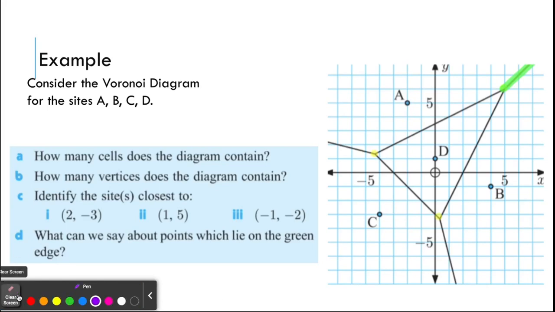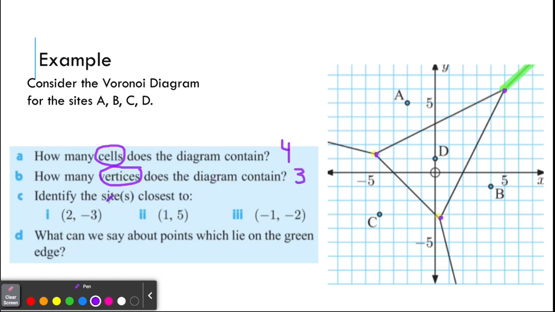Let's do an example. How many cells does this diagram contain? So cells, we have our cell A, B, C, and then we also have the cell D here. So this would contain 4 cells. How many vertices does this graph contain? Vertices are the intersection between our edges. So we have 3 of these vertices.